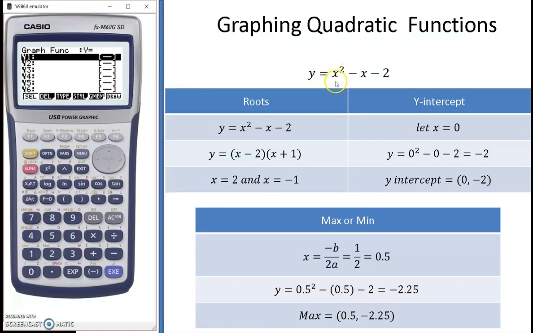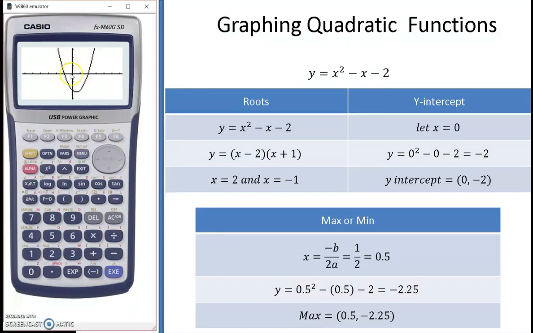At this point, you're going to input this quadratic function, remembering that x is right underneath alpha, the red button. You're going to push x squared minus x minus 2. Easy. You're just going to push execute, and push it again, and you can see it will graph your function for you.